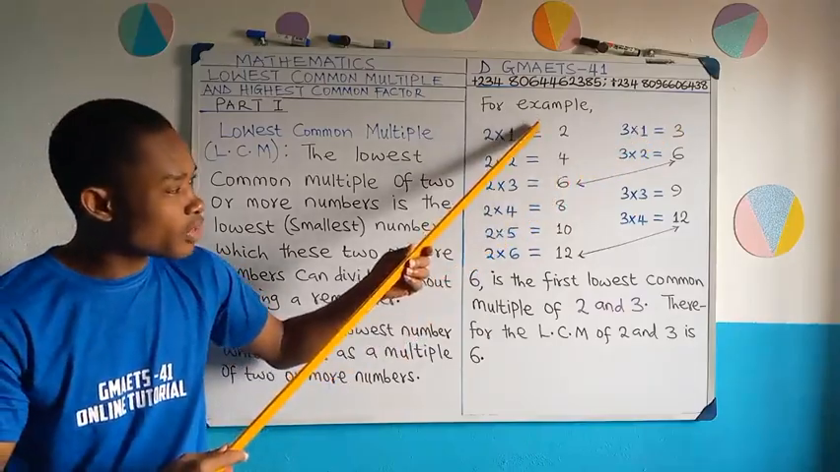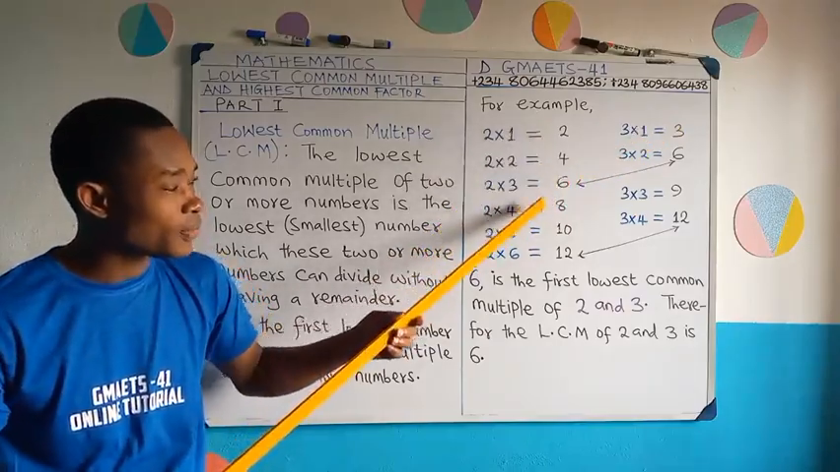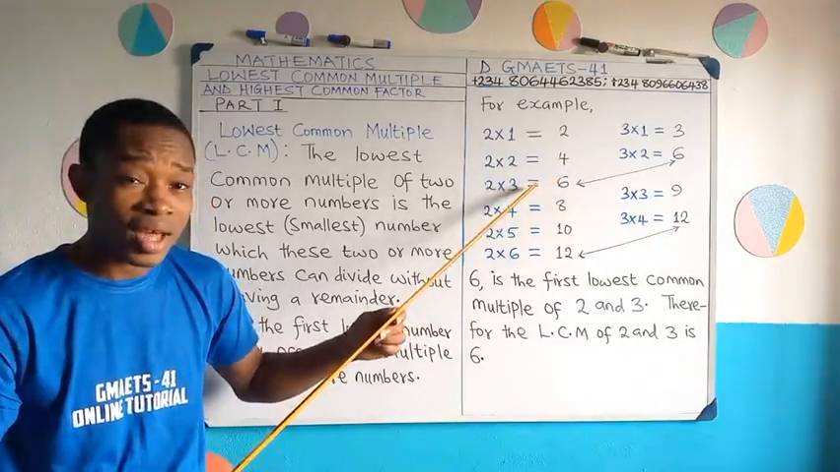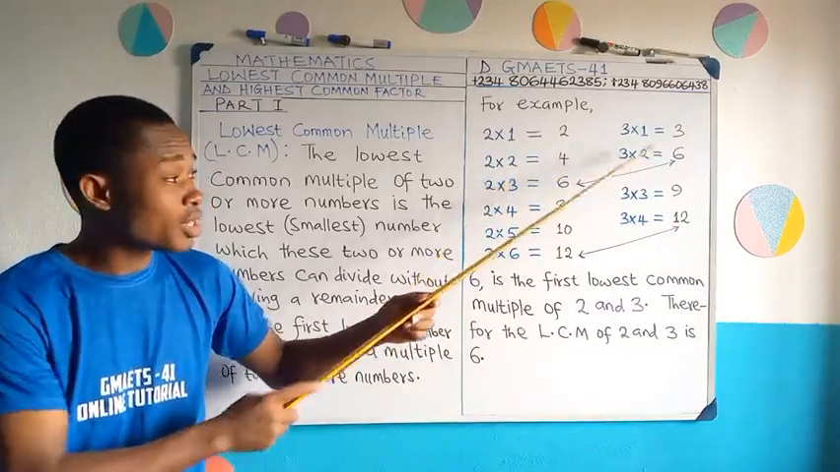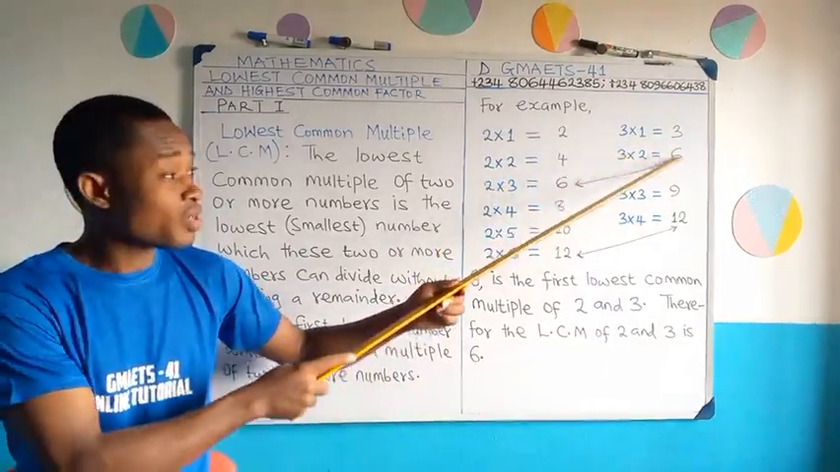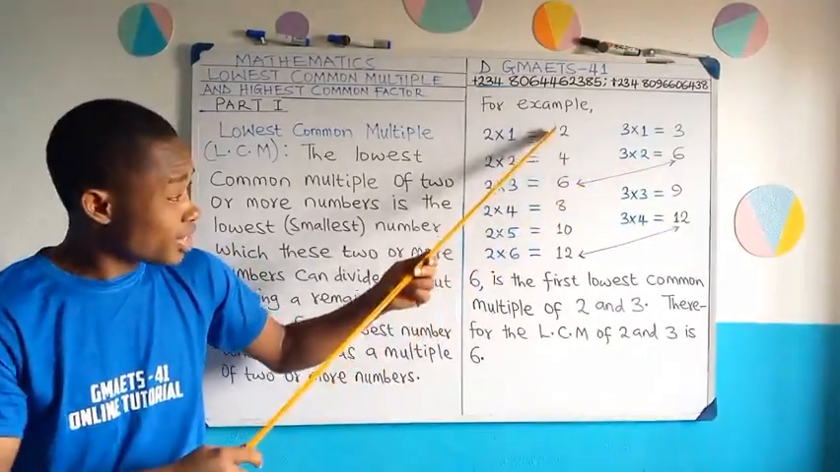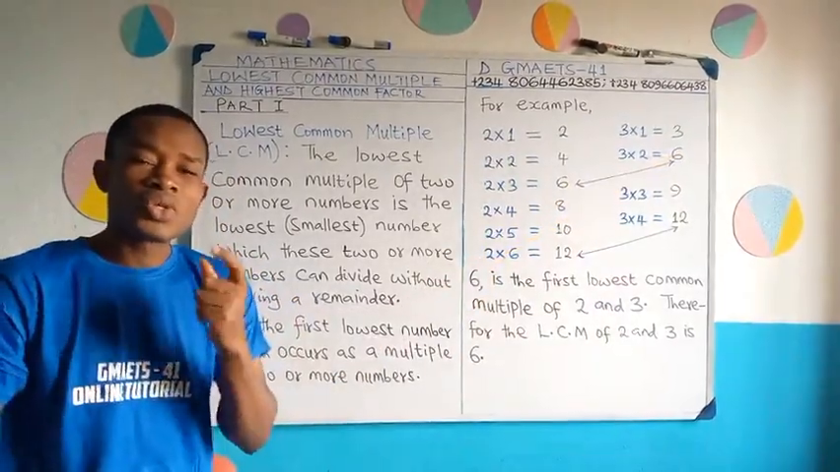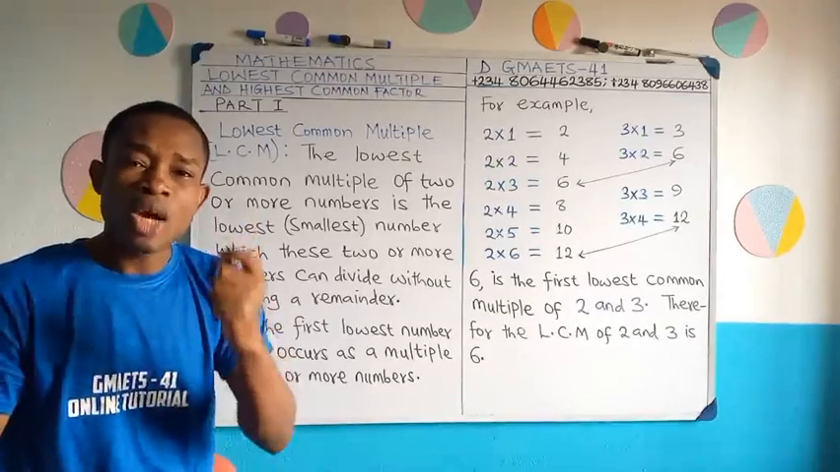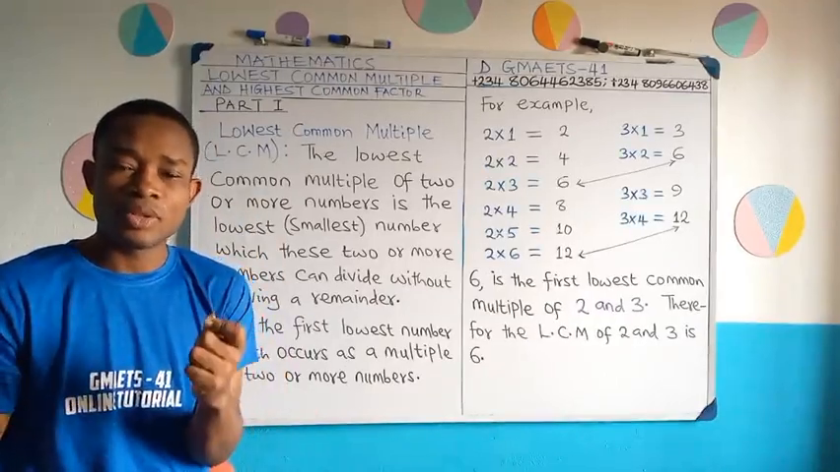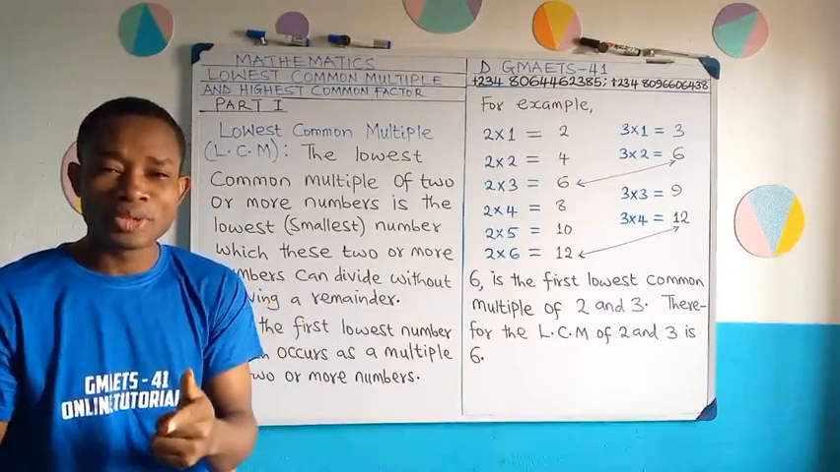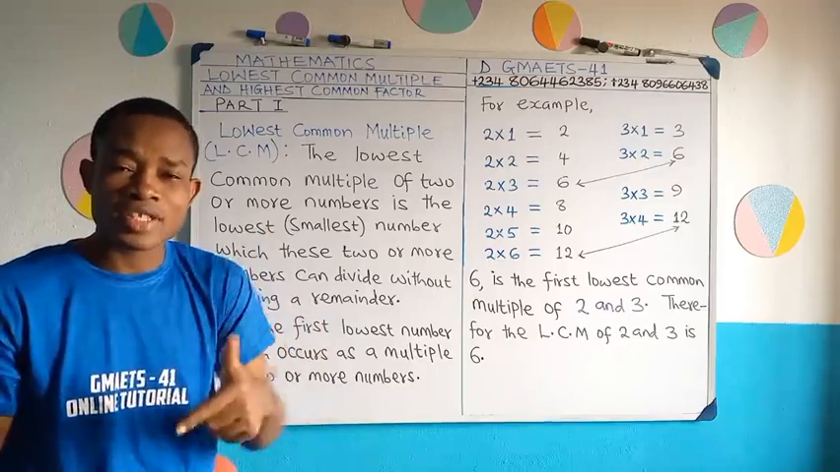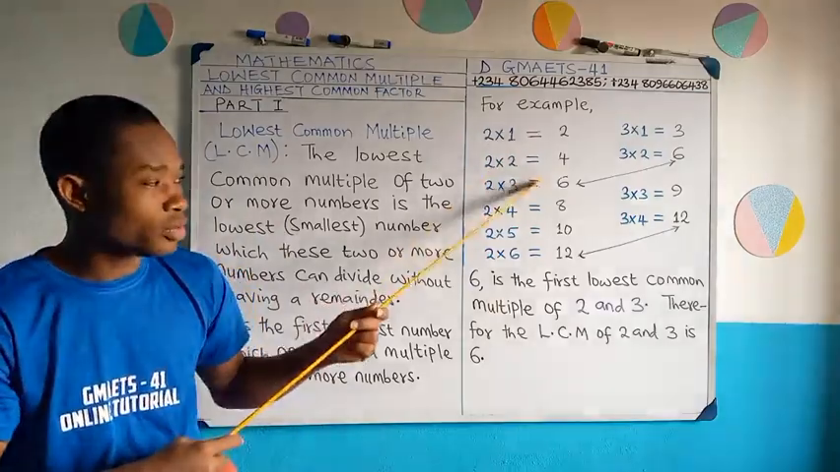You will notice that when you work on 2 times table down, and you also work on 3 times table down, the first number that you would see as a multiple of 2, and also as a multiple of 3, that first number is 6. When you're reading down here, you see you have 6 here, and you come to 3 times table, you also have that 6. So 6 is the first lowest number that is a multiple of 2 and also a multiple of 3. We can say that 6 is the first lowest number, which if you go to 2 times table, you will see that 6 there.